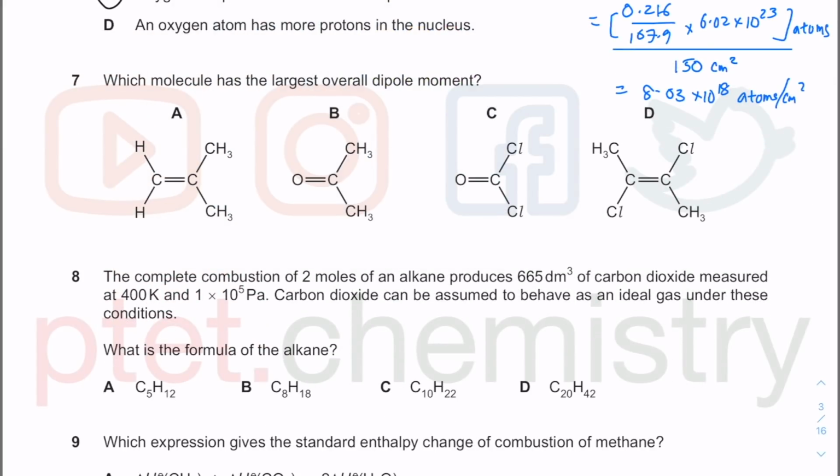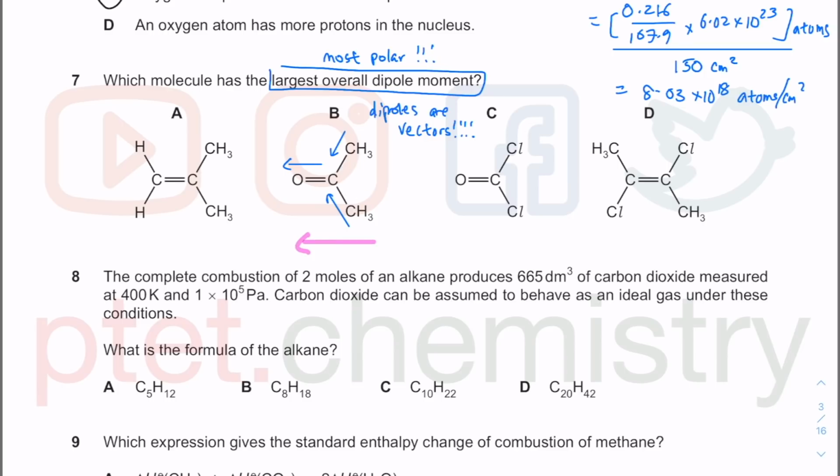Question 7, you're looking for the largest overall dipole moment, so you're looking for the most polar. Just be aware that dipoles are vectors. Vectors, as you know from physics, mechanics and mathematics, have direction as well as magnitude. So we know that oxygen is electronegative. We know that CH3 is electron donating by inductive effect, and there's more of this in the AS organic chemistry under the alkene syllabus. So the overall net effect is like that.